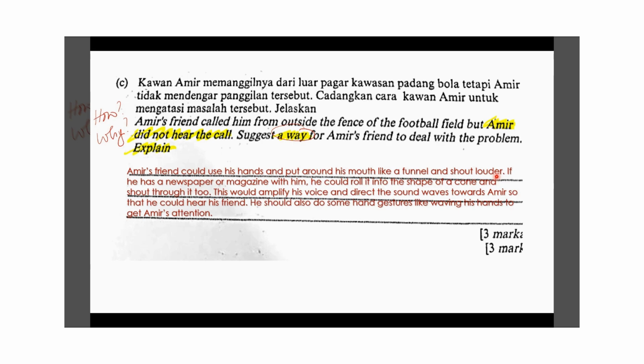And also, if he has a newspaper or a magazine with him, which is something that can easily be obtained, he could roll it into the shape of a cone or cylinder, whichever, and shout through it. And this is my method, right? What I am going to do. So now I'm going to explain why I choose to do that. Okay, right? So this would amplify his voice.